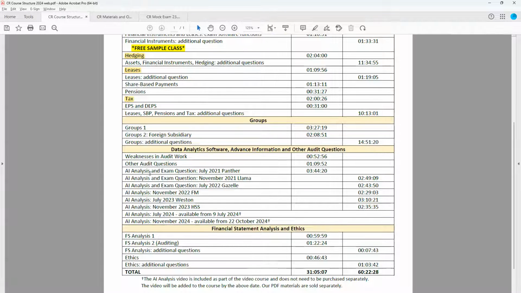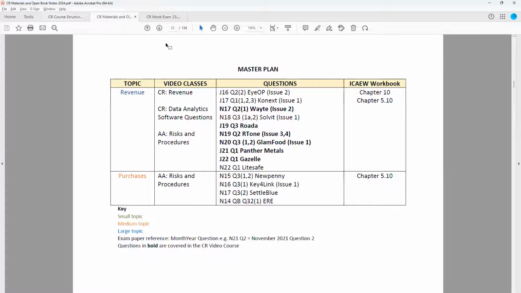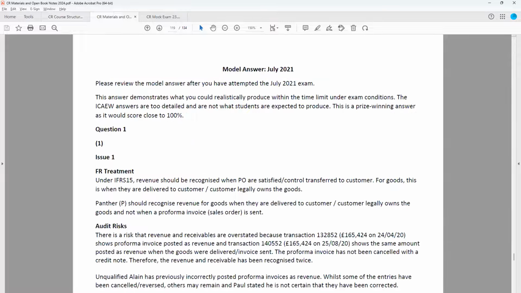So in these videos, I'll work through the advanced information for this exam and the 11-month data set, identify all the relevant FR and audit issues, and then I'll work through the actual exam as well. So I can demonstrate how to use the AI analysis, but also, as equally importantly, if not more so, how to use the 12-month data set and the additional information in the exam to answer the exam question.